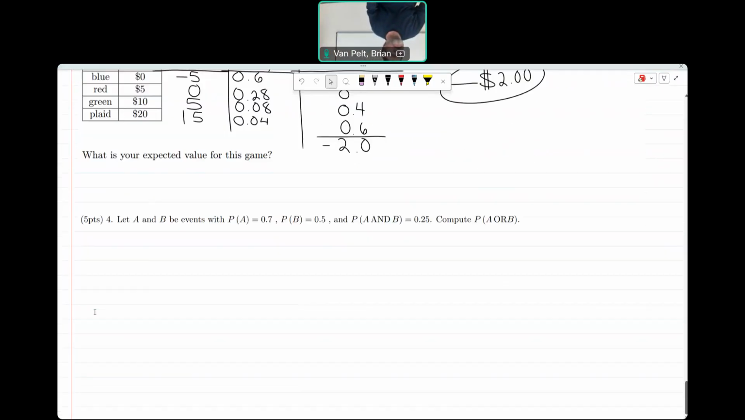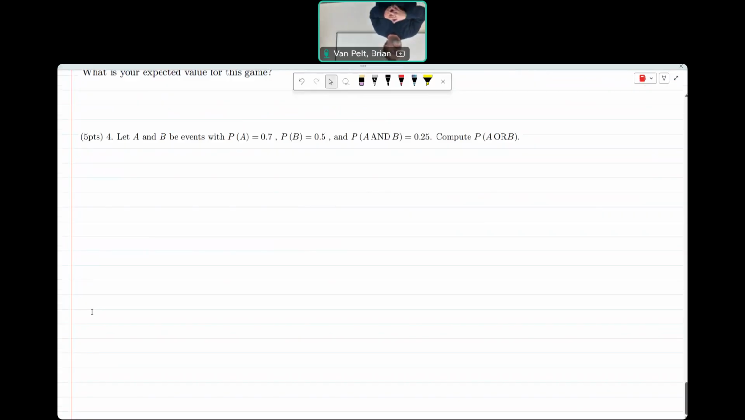Then you'll have a couple of ones dealing with the formulas here. This is the formula for an OR situation, the probability of A or B. Do you remember the formula for that? You either do or you don't. There's no trying.